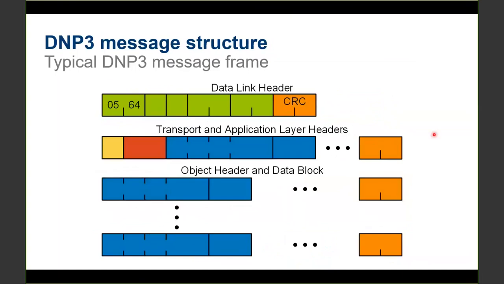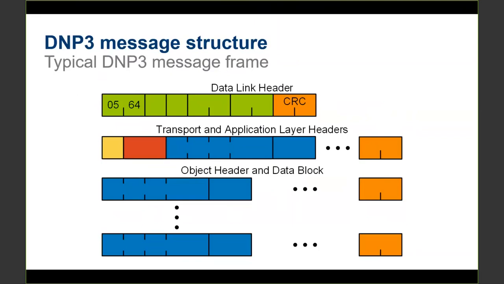The DNP protocol organizes the frames in the data link header, transport and application header, and also object header. This is the first block, the data link header. The message has 2 specific bytes, CRC. CRC means cyclic redundancy check, as Scott said before on the Modbus protocol, and it is a technique to detect digital data errors on the communication channel.